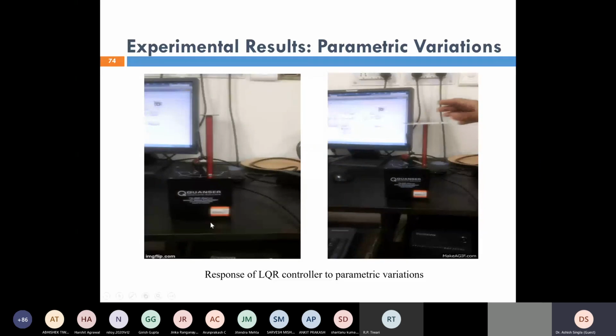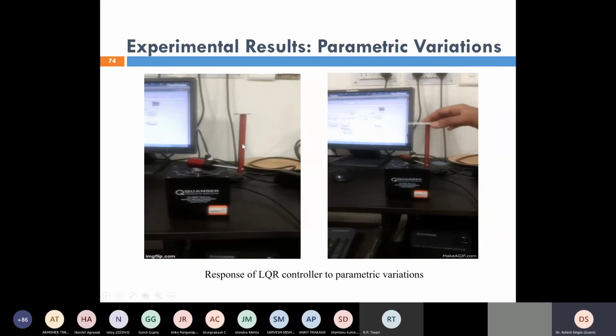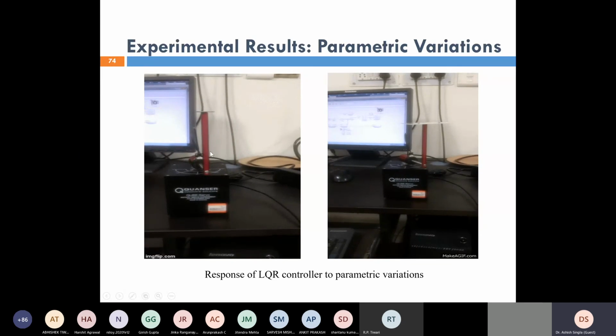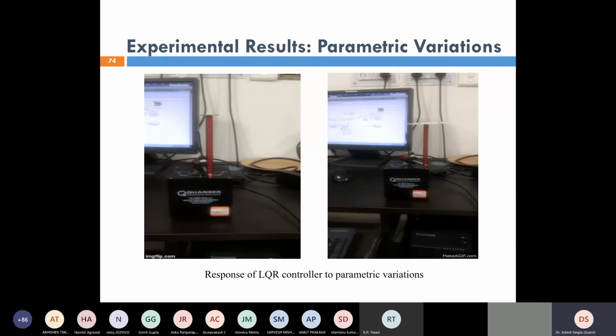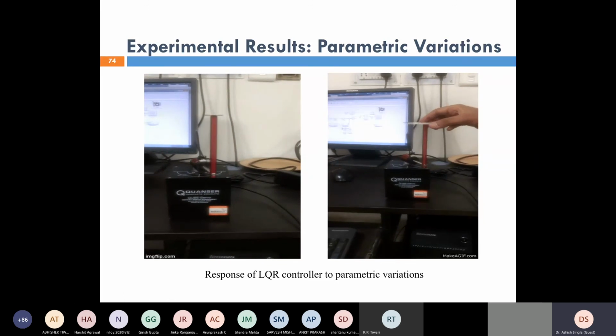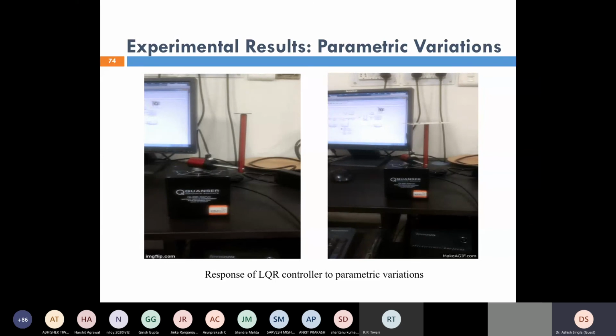And here on the left hand side we have placed a coin. So again you can see the weight of this pendulum is around 40 grams. The weight of the coin is typically 10 grams. So you can say there is around 20% mass variation we have provided. And because of the change in the mass, the natural frequency of the system also changes.